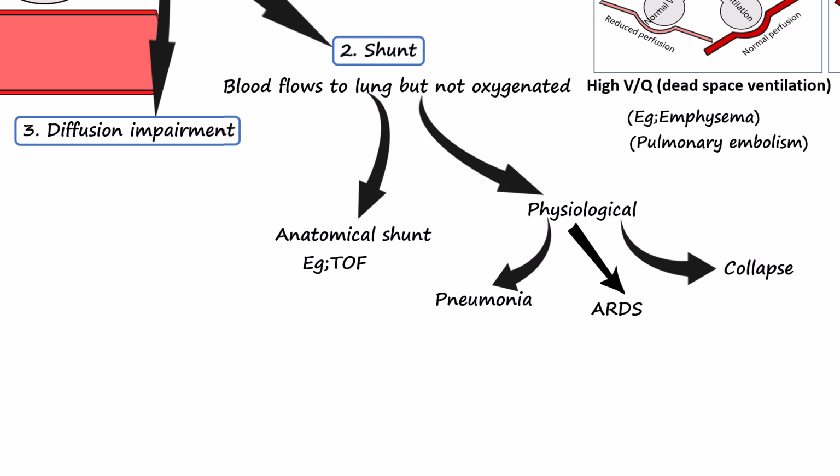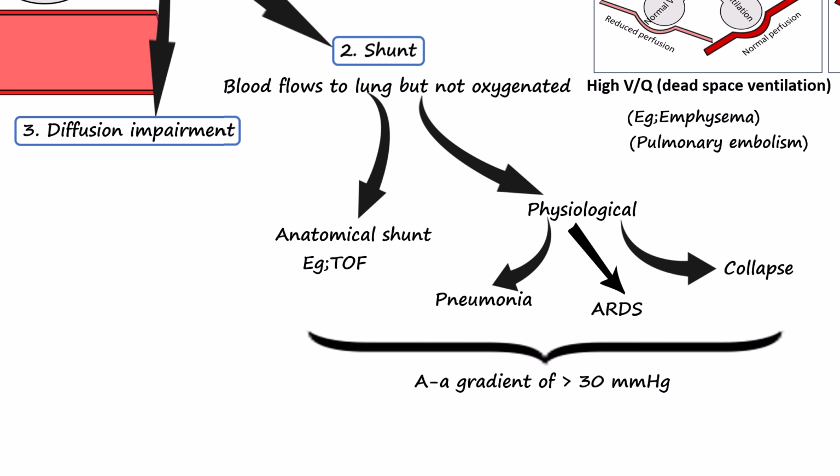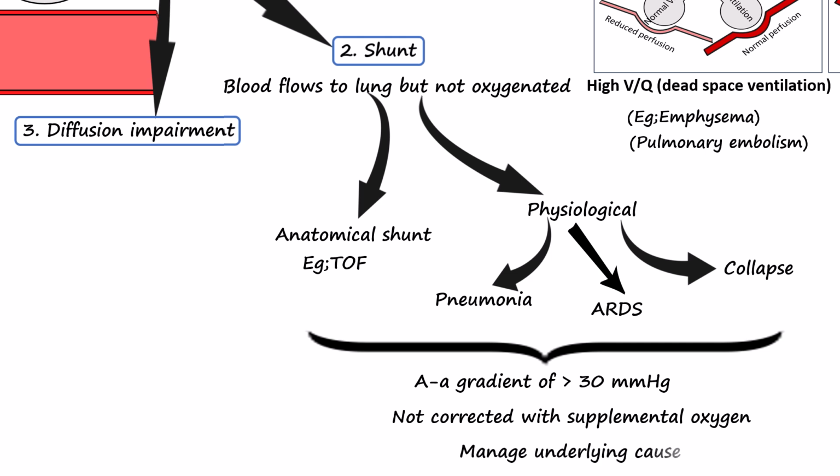In these cases, blood passes by non-functional alveoli, effectively shunting deoxygenated blood back into circulation, creating an AA gradient of more than 30 mm of mercury. AA gradient hypoxemia due to these causes shows minimal or no improvement in PaO2 with 100% oxygen unless the underlying cause is treated.